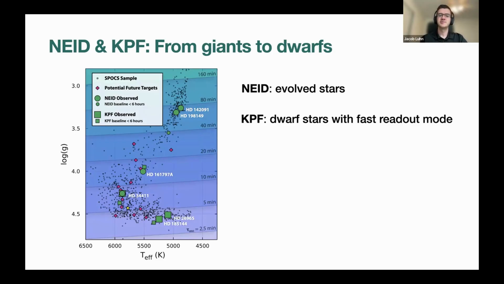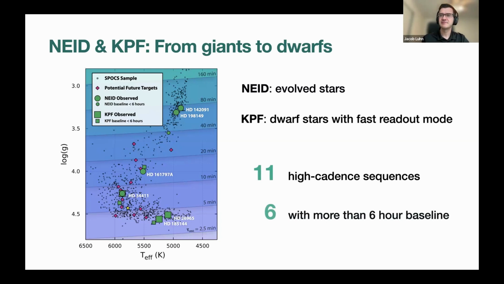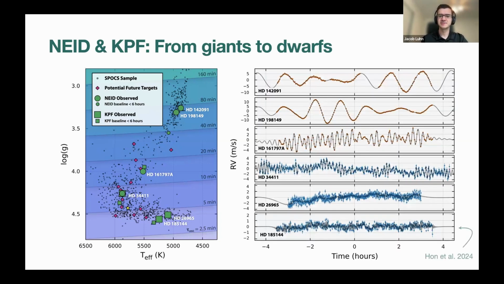And in particular, we've been targeting high priority HWO candidate targets. And so in total, we have 11 high cadence sequences, of which 6 have more than 6 hour time baseline on their night. And here's what those time series look like. The top 3 are NUID RVs, so more evolved stars, and the bottom 3 are from KPF, so dwarfs. I just want to take an extra second here and marvel at the precision and cadence that we're able to achieve with these EPRV spectrographs and get such cleanly resolved oscillations in the time domain.